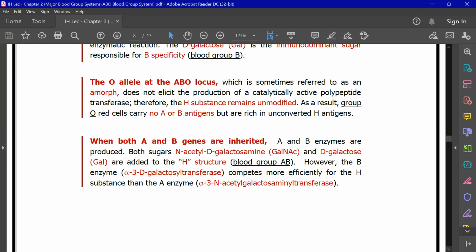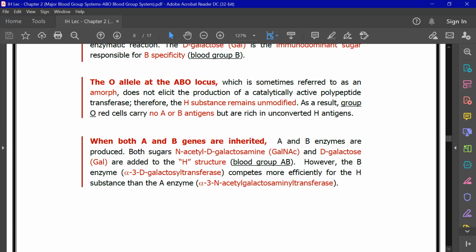Okay. If you're going to ask me, ma'am, paano naman if na-inherit natin both your A and B genes? Once na na-inherit natin ang both your A and B genes, of course, they will produce their respective enzymes. So, ang maproproduce dyan na enzymes would be both your D-galactosyl transferase and the N-acetyl galactosaminyl transferase. So, ang ma-add na sugar dun sa ating H structure would be both sugars also. Dalawang sugars din. Yung N-acetyl D-galactosamine at saka yung D-galactose sugar. Okay? Kasi both A and B antigens class ang ating na-inherit.